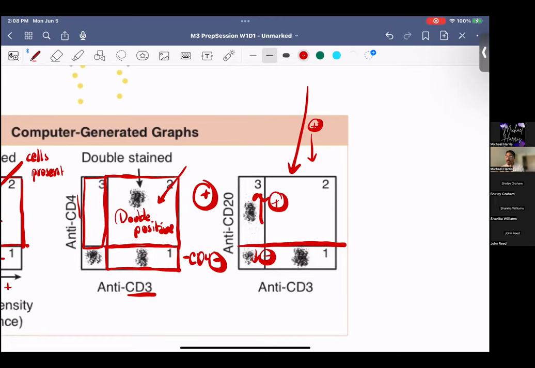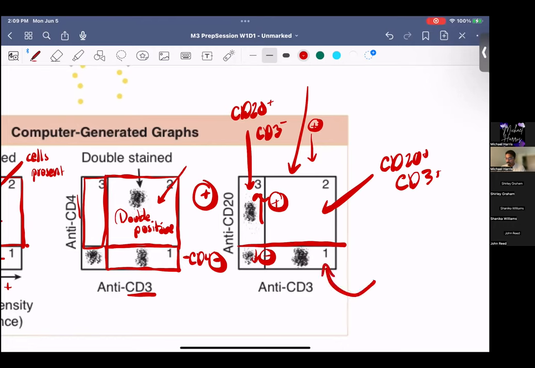Okay. And as a result, you're able to then say, oh, this is CD20 positive. Right. CD3 negative. Okay. This is CD20 positive, CD3 positive. Okay. And then this would be what? That would be CD3 positive. And CD20 negative? Yes. Okay. Is it negative or positive? It's negative. Okay. And then this one would be what?